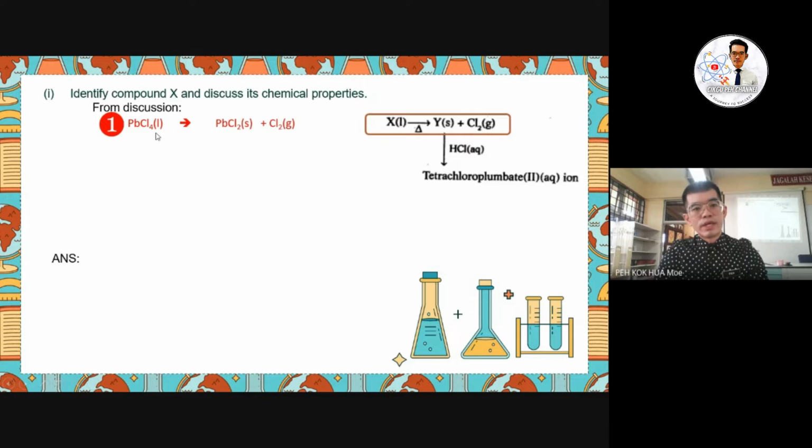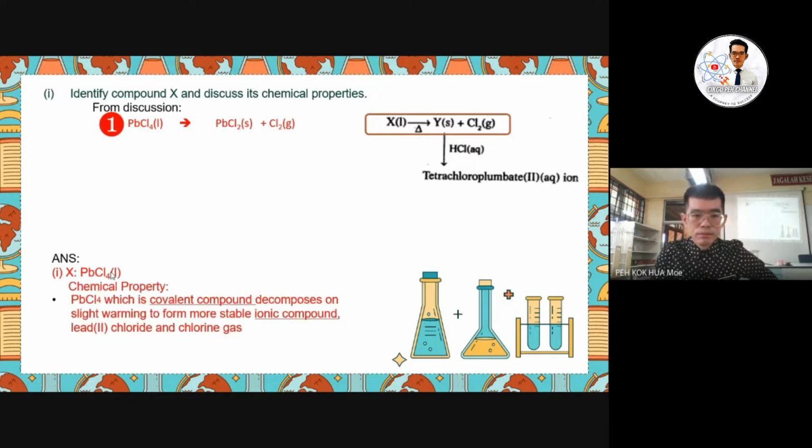First mark, you identify X as lead tetrachloride, and then second, you give the chemical properties with the decomposition. So the first answer for X is lead tetrachloride, and for the second mark, as I mentioned, we give the decomposition as the chemical property of lead tetrachloride. It changes to form lead(II) chloride, which is more stable and ionic, and releases chlorine gas.